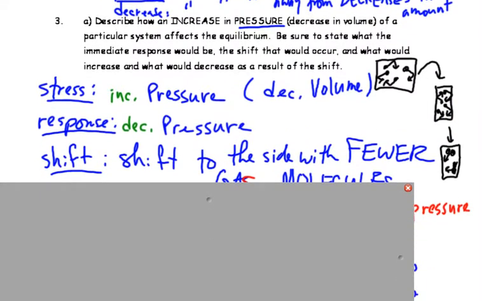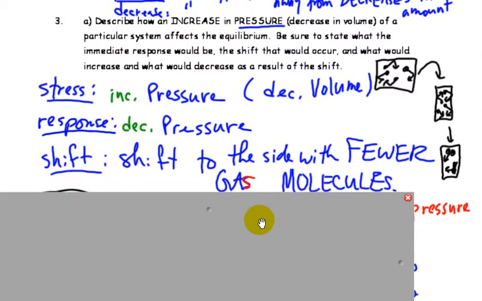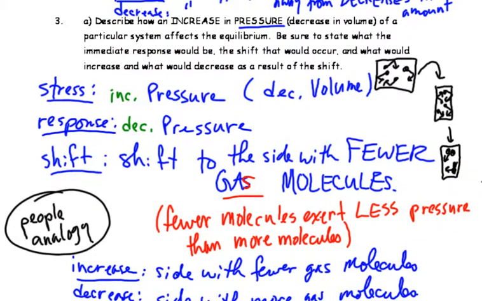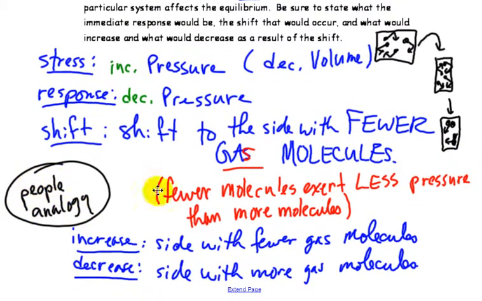Pressure only affects gases, and if the stress is an increase in pressure, the response is to decrease it by moving to the side that has a fewer number of gas molecules. So that's like people there, or this little example here, fewer molecules exert less pressure than more molecules. So we'd move to the side that has fewer molecules, moving away from the side that has more molecules.